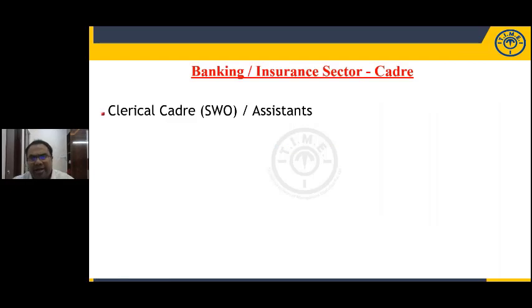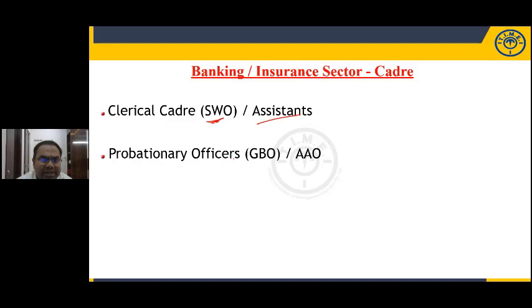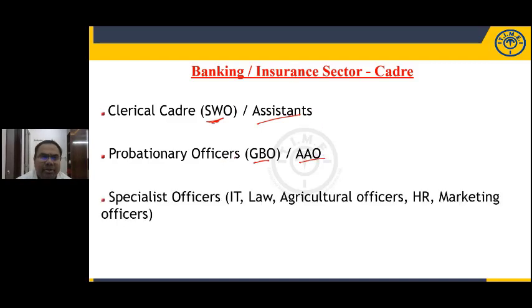We have the clerical cadre. In the insurance sector, we call it assistants. Clerical cadre is also called single window operator in banks. In insurance, it is called assistants. Then probationary officer or general banking officer, assistant administrative officer, specialist officer, IT officer, law officer, agriculture.